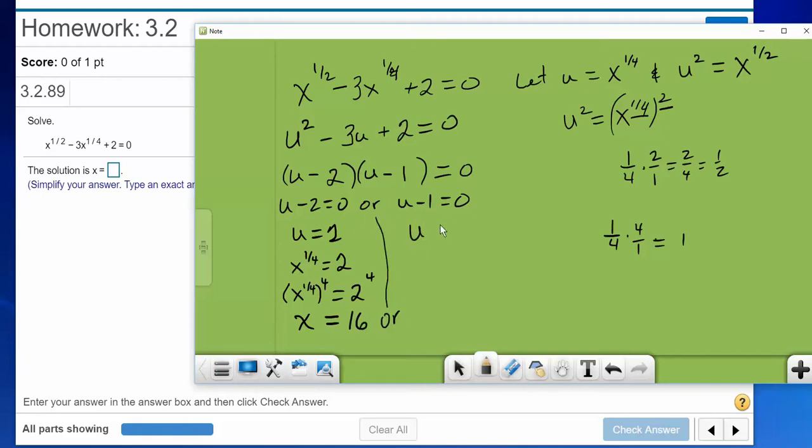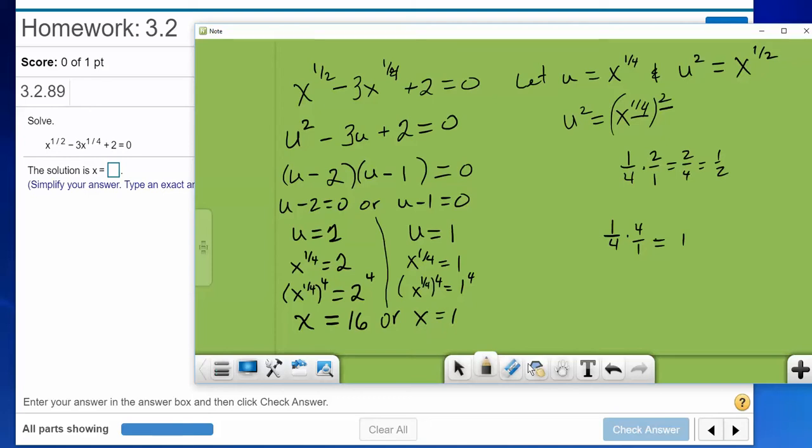So this one we're going to add 1 to both sides, substitute back. So x to the 4th is 1, and then raise both sides to the 4th power. So just x is 1.